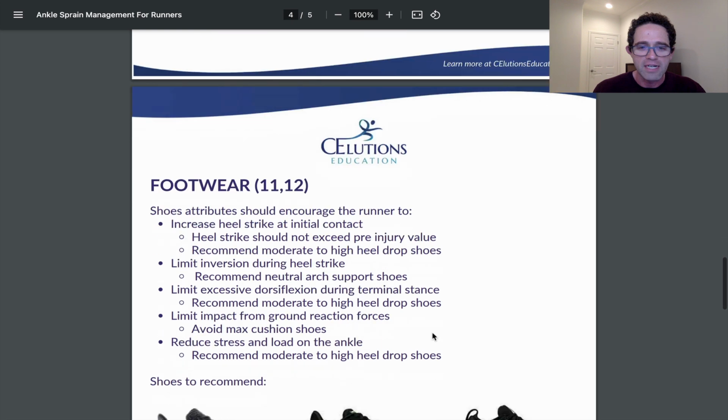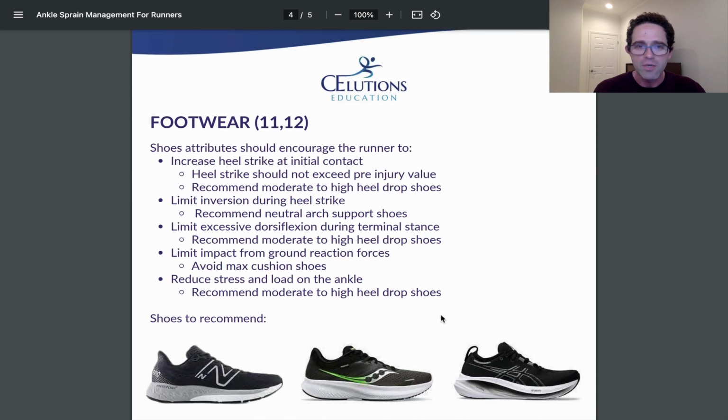Last thing I want to go over is some footwear. And footwear can be quite important when we're talking about ankle sprains. Here's the things we want to be careful of. The shoes and the attributes of these shoes should encourage the runner to do several things. We want to increase the heel strike at initial contact. We want to limit that inversion. And then we also want to limit excessive dorsiflexion, especially during terminal stance. We want to limit the impact from the ground reaction forces. And then we also want to reduce the stress and load on the ankle. So here's how we do it.